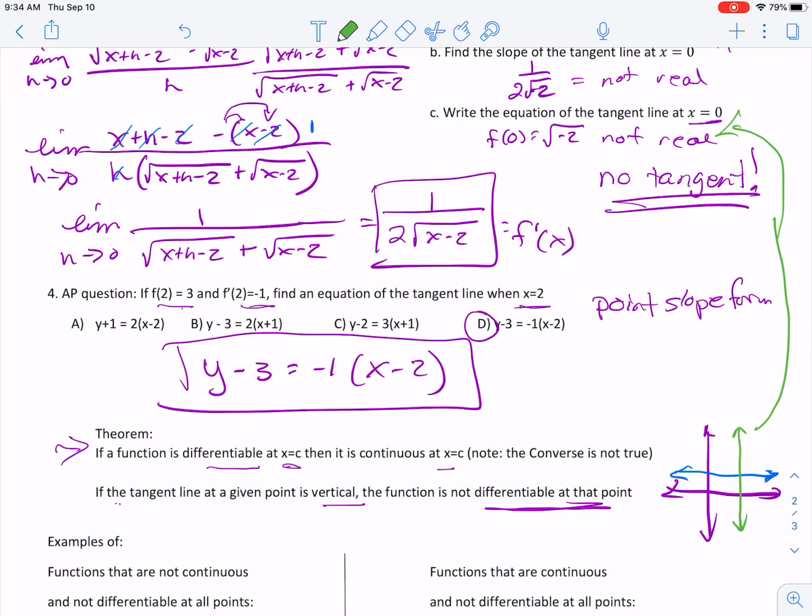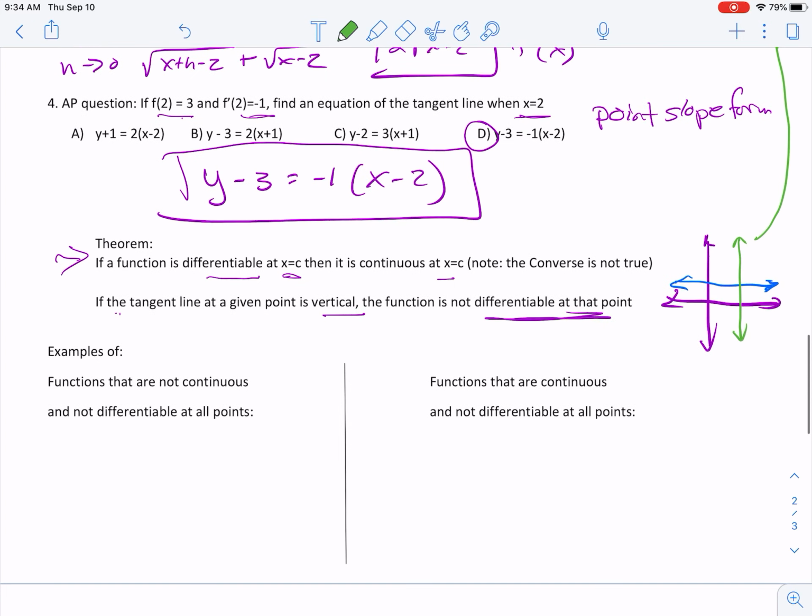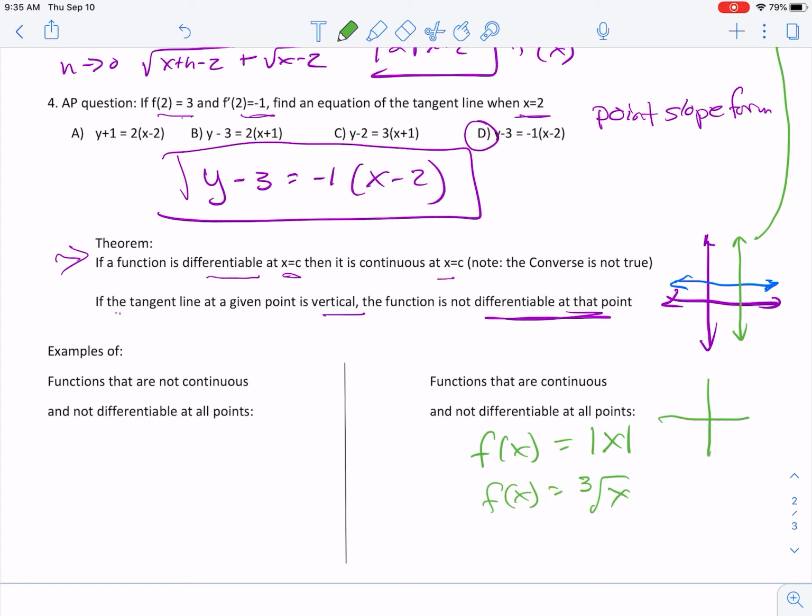Okay, we're going to talk about examples. We're going to keep scrolling here in a second. All right, functions that are continuous and not differentiable. My examples here would be absolute value of x and the cube root of x. Okay, the graph of the absolute value looks like this. The graph of the cube root goes like this. Okay, this one has a sharp point. This one has a vertical tangent line that we're going to talk about in a second.